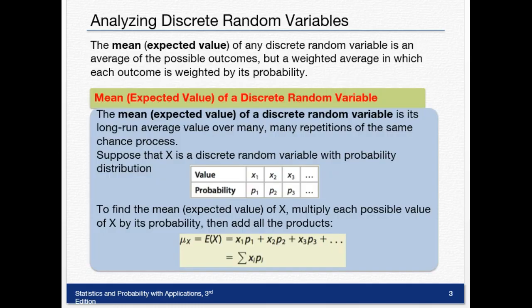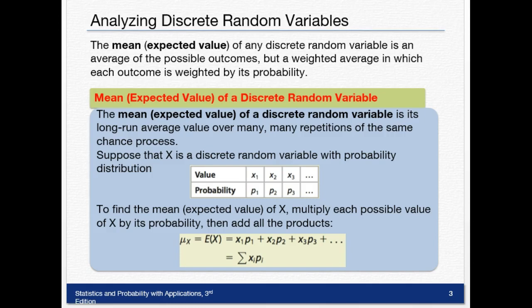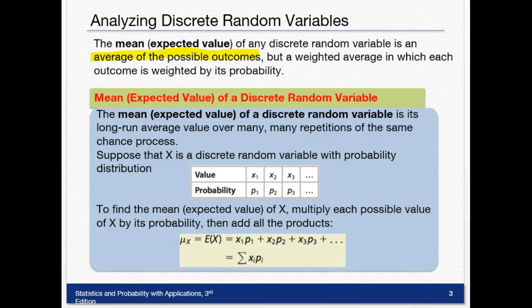Now the mean, or what we call the expected value of a discrete random variable, is an average of the possible outcomes. Okay, that's important that you catch that. It's an average of the possible outcomes, all right? But a weighted average in which each outcome is weighted by its probability. So there's a lot of words here and a lot of symbols, and I don't want to mess you up.